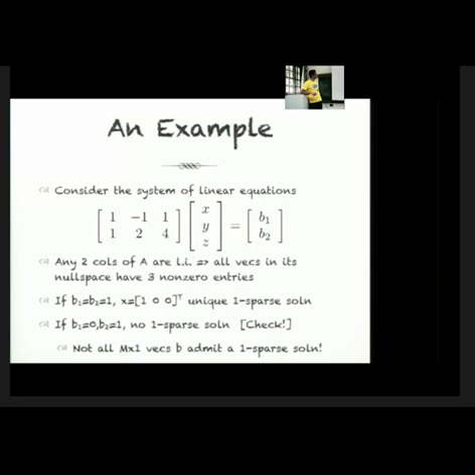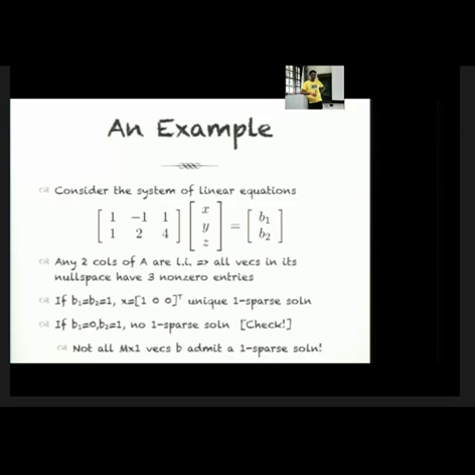So suppose you're given the system of linear equations. This is my phi matrix. It has three non-zero entries and b1 and b2. So if you look at this matrix, you can easily check that any two columns of this matrix are linearly independent. Okay, nothing is proportional to the other column. And therefore, any vector which is sitting in the null space of this matrix must have all three entries being non-zero. Okay, in other words, if b1, b2 are 0, 0, and if I asked you to solve this system of linear equations, it has a solution. In fact, it has infinitely many solutions.